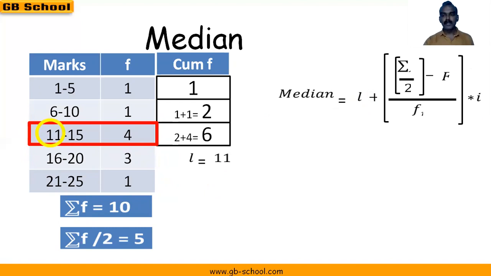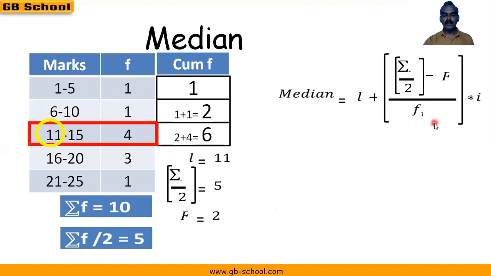Next, sum of f by 2. We already calculated it is 5. Next is capital F. What is capital F? It is the sum of frequencies below L. Now L is 11, so we look below 11. How many people are there below 11? In this case, we have 1 and 2. There are 2 people below 11. So F is equal to 2.